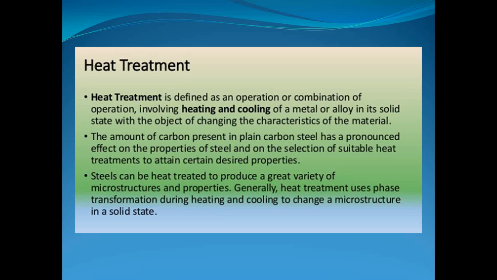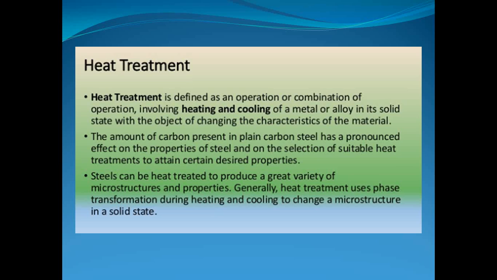The amount of carbon present in plain carbon steel has a pronounced effect on the properties of the steel and on the selection of the suitable heat treatment to attain certain desired properties. Normally steel is a combination of iron and carbon, right? So the carbon percentage affects the properties of the steel. Based on the percentage of carbon in the steel, we have to select the suitable heat treatment process to get certain desired properties of the material.